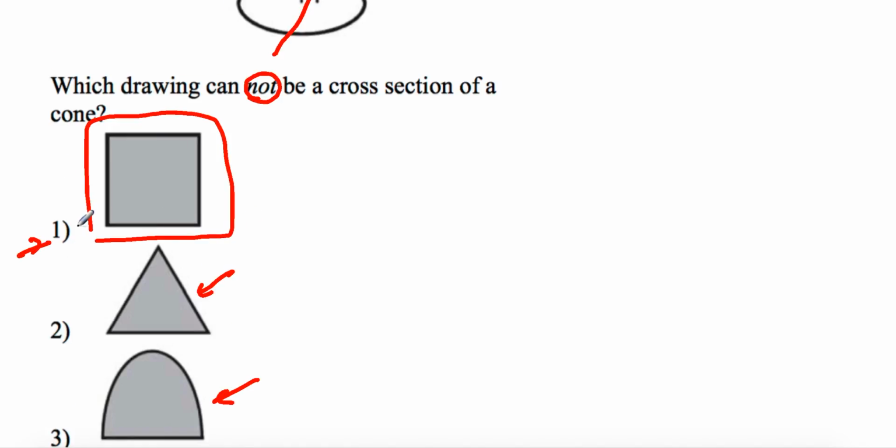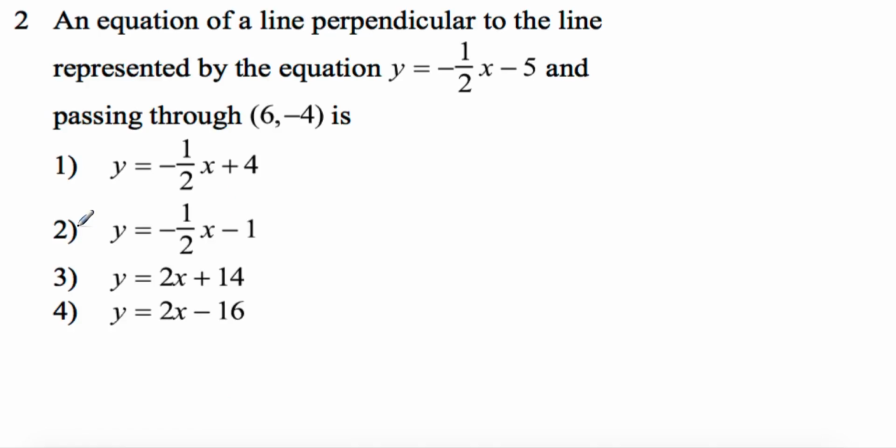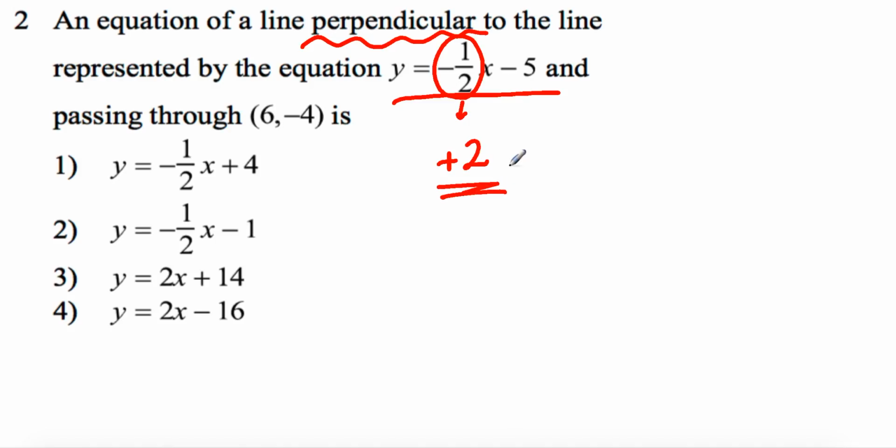Alright, let's look at the next question. An equation of a line perpendicular. When they say perpendicular, we're looking at the negative reciprocal of the slope of the line that's given. Since the slope here is negative 1/2, the negative of negative will be positive, and the reciprocal of 1/2 becomes 2. So this 2 has to be the slope of the line. So we get y equals 2x plus b.